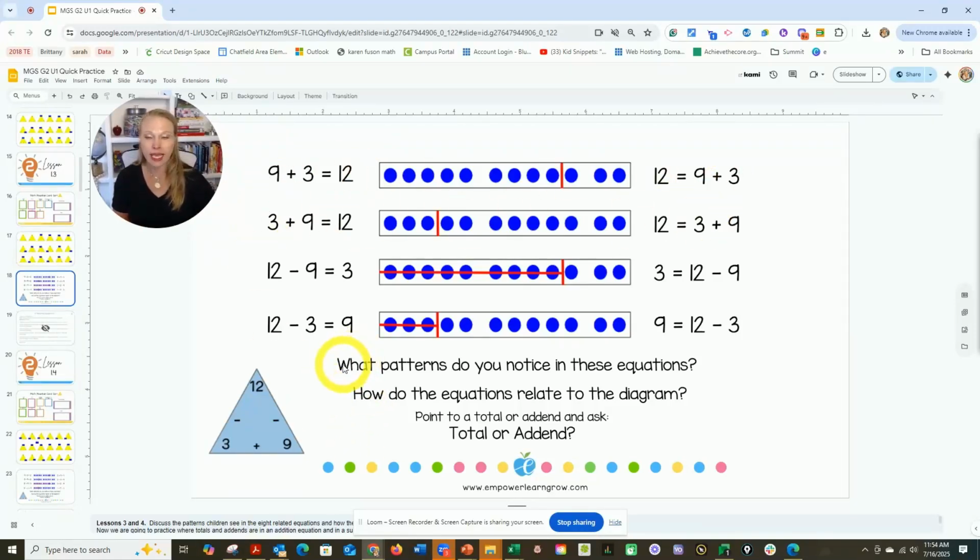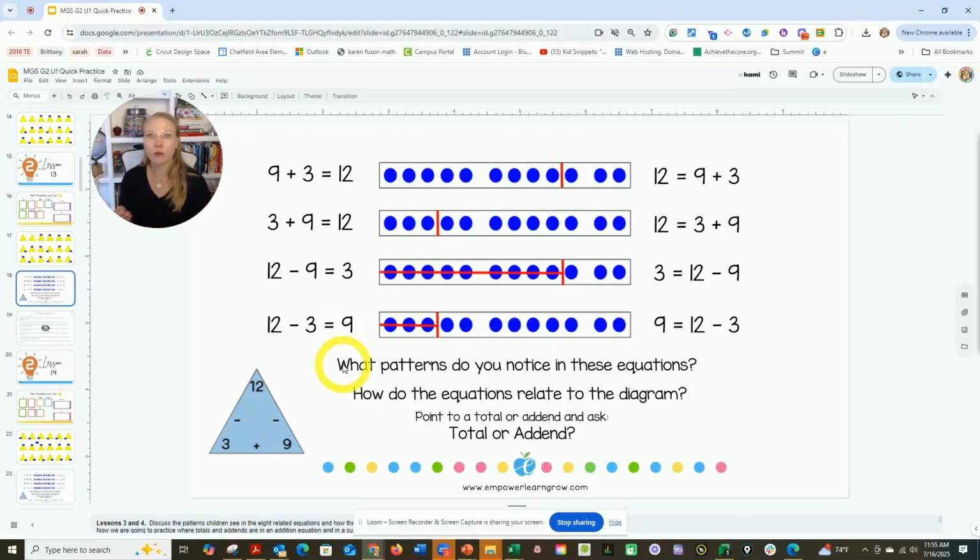So the student leader would say, what patterns do you notice in these equations? You might say, turn and talk. Again, it's an exception to the rule. Normally in quick practice, we don't do turn and talk. Normally, we don't do partner work. It is all class, all choral response. This is an exception. So I'm going to say, class, turn and talk to your neighbor. They turn and talk.